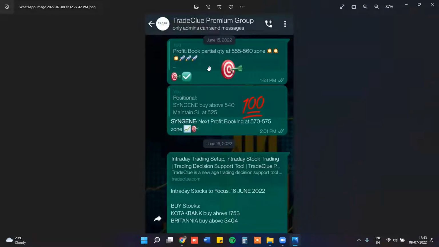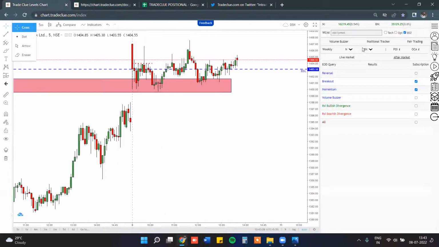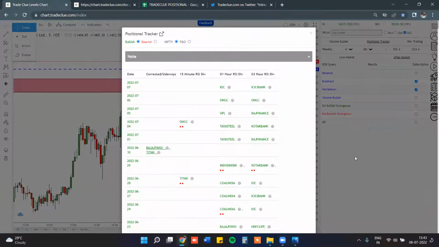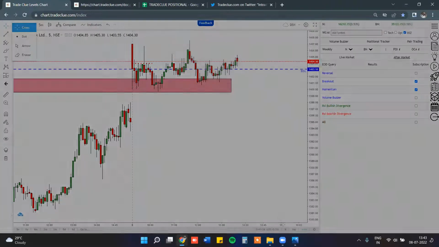For those who don't have time to trade the intraday trades, we have brought this positional offering, which will be added into the positional tracker as well. The active alerts will come into the positional tracker, where you'll be getting them going ahead once the system is developed. Likewise, you'll be getting the alerts.